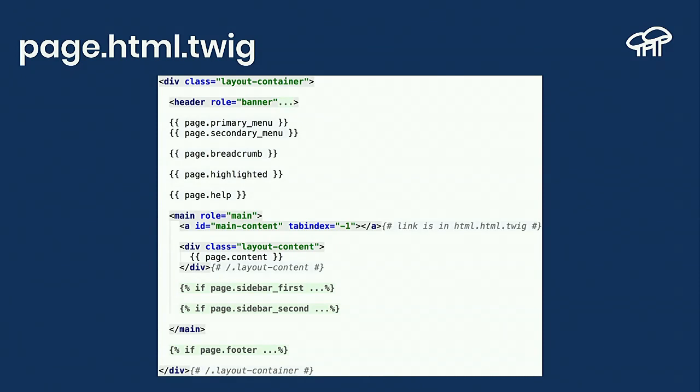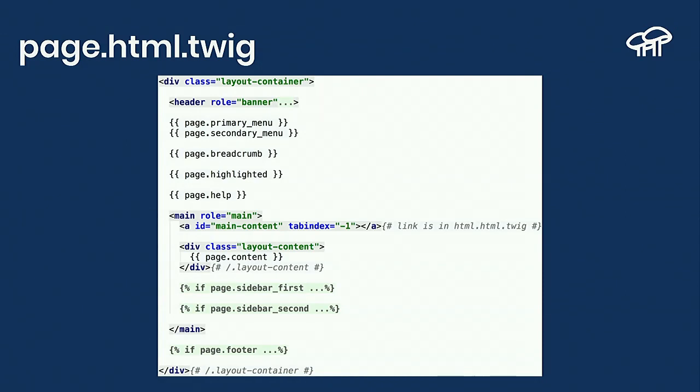In the page template, we're going to see that we will be printing page.something, like in this case, page.primaryMenu, page.secondaryMenu, page.breadcrumb, and so on. Those page.something are the theme regions available for you. So if you ever want to know what regions are available in your theme, you can see the page template and look for page dot, and those are the regions.